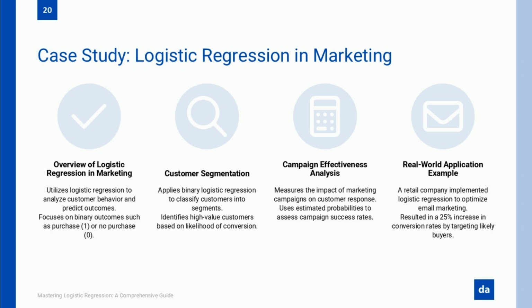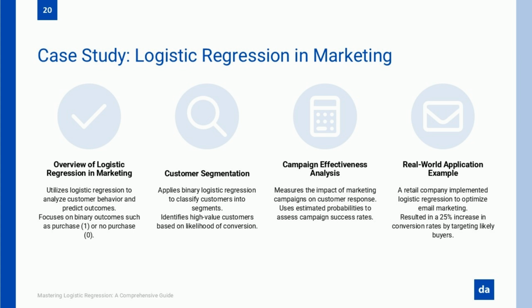By exponentiating the coefficients, we can convert them into odds ratios, giving the marketing team actionable insights. For example, if customers who received a 20% discount are 2.5 times more likely to buy, we can optimize future promotions accordingly. Now let's talk about challenges.